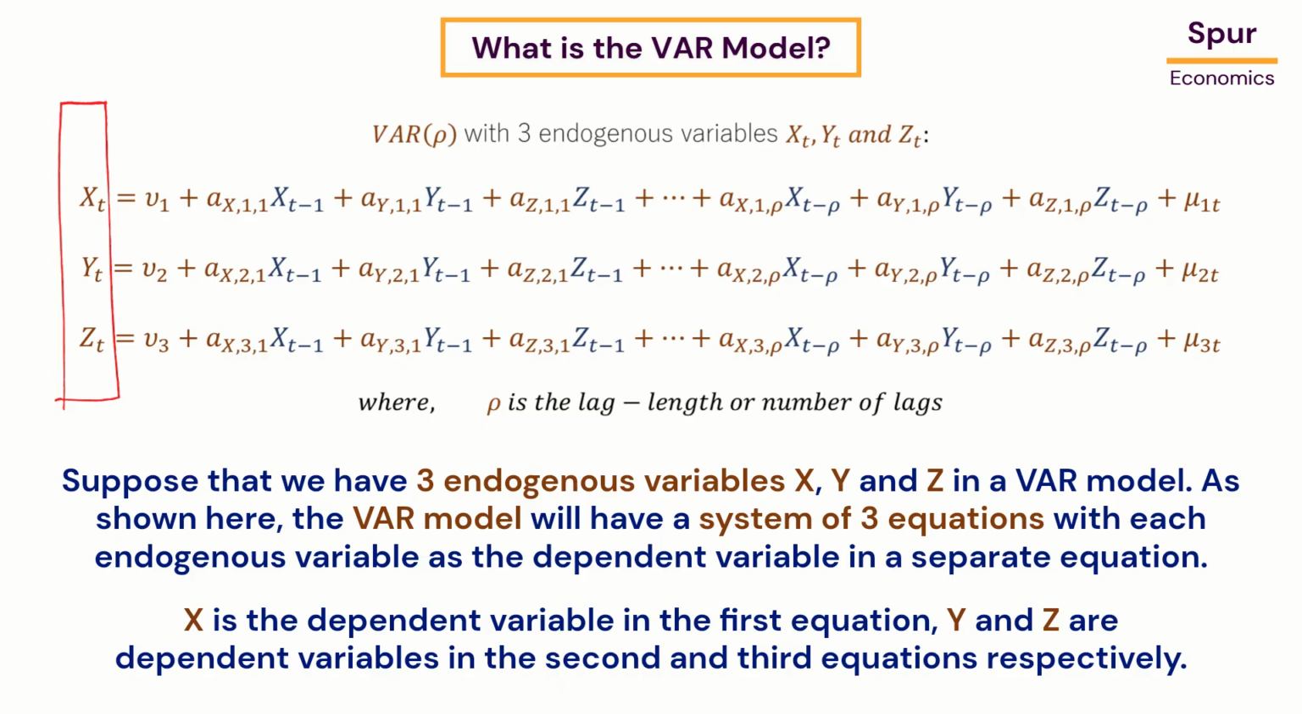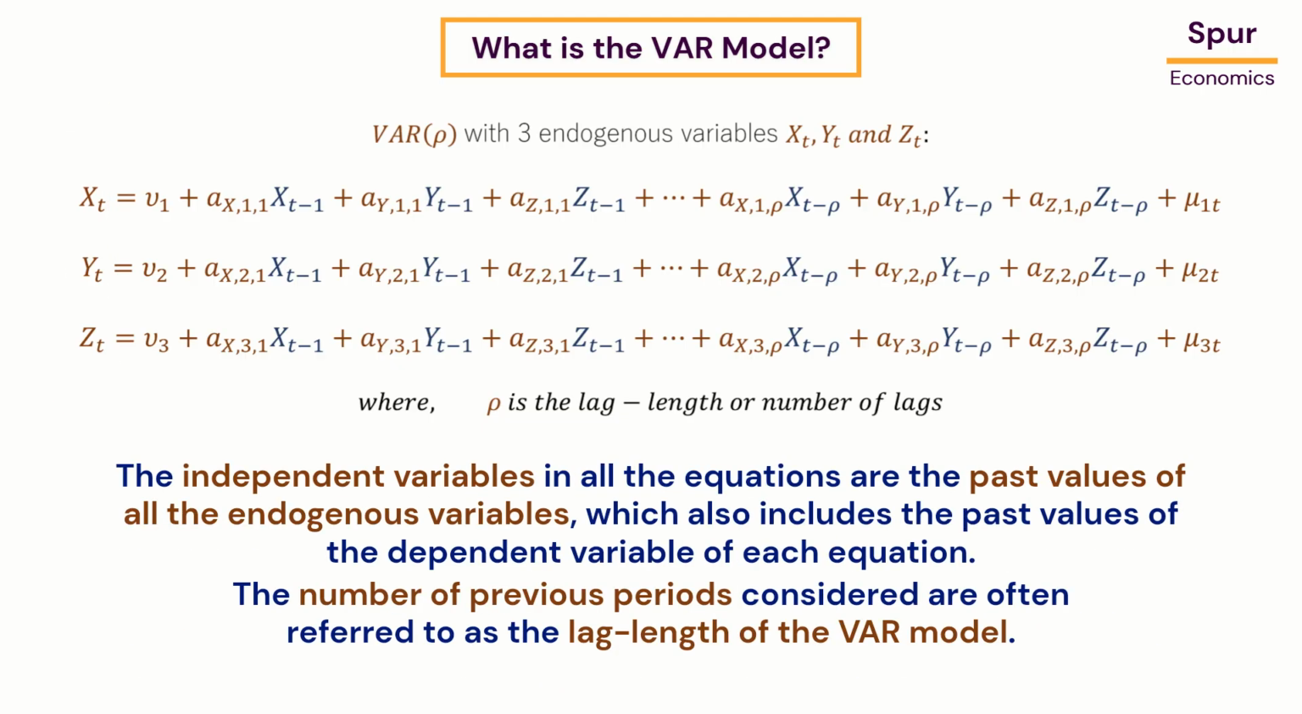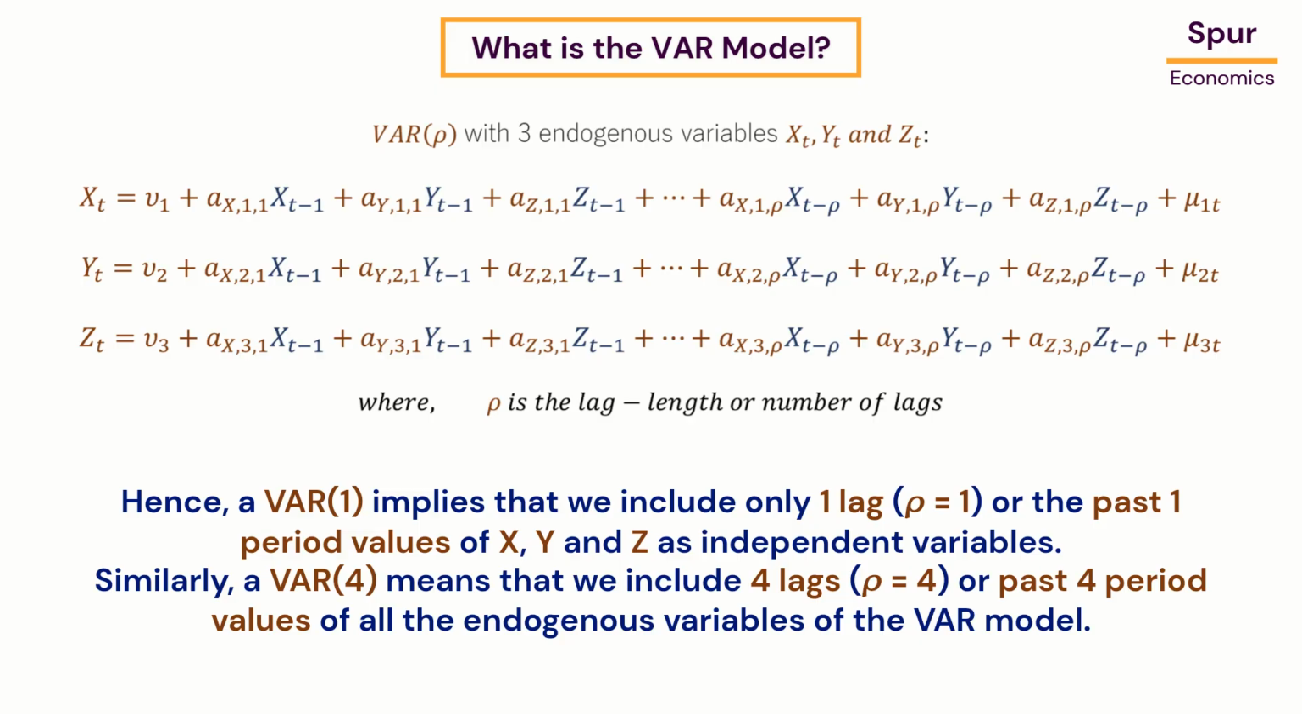X is the dependent variable in the first equation, y and z are dependent variables in the second and third equations, respectively. The independent variables in all the equations are the past values of all the endogenous variables, which also includes the past values of the dependent variable of each equation. The number of previous periods considered are often referred to as the lag length of the VAR model. Hence, a VAR1 implies that we include only one lag or the past one period values of x, y, and z as independent variables. Similarly, a VAR4 means that we include four lags or past four period values of all the endogenous variables of the VAR model.